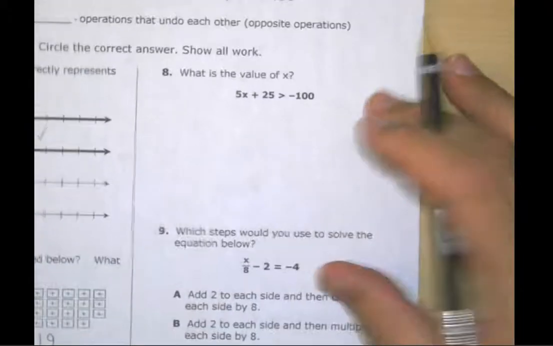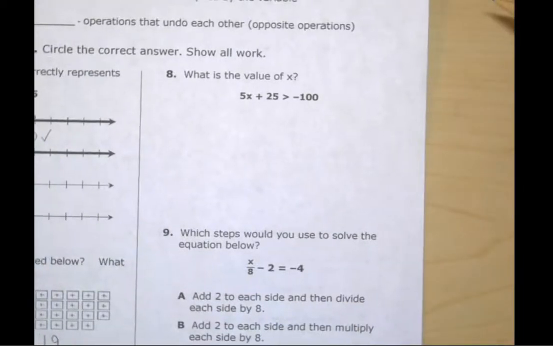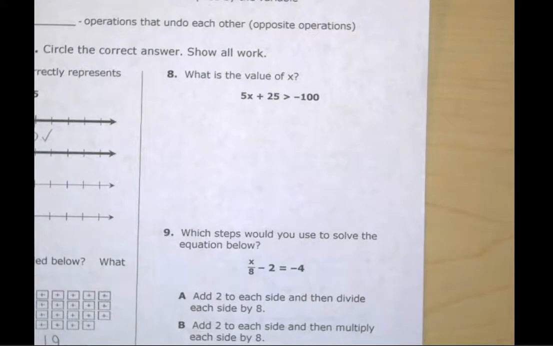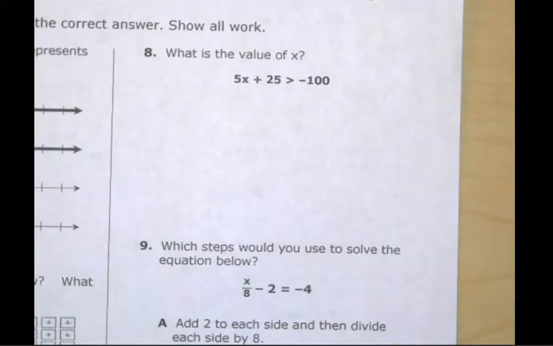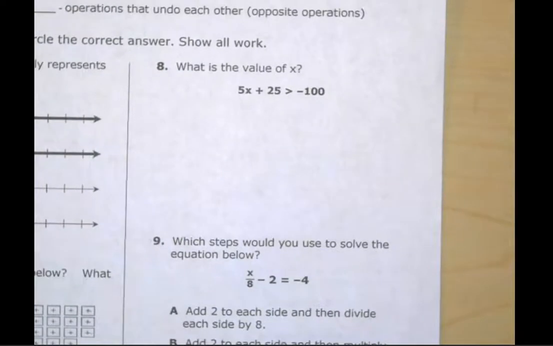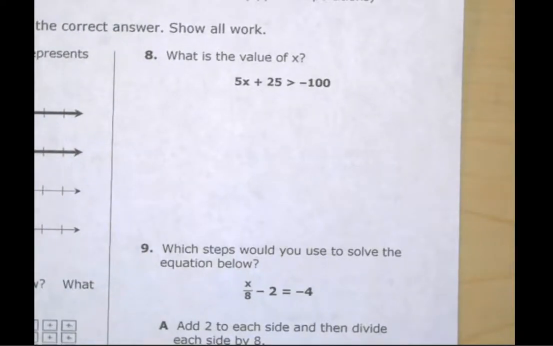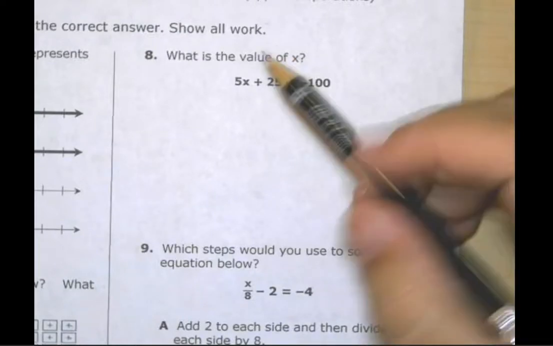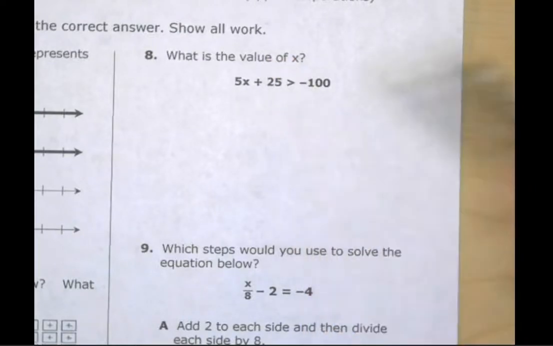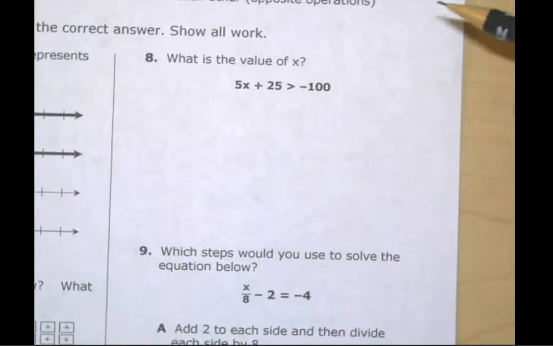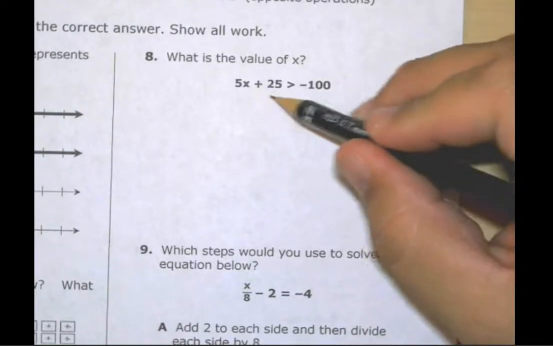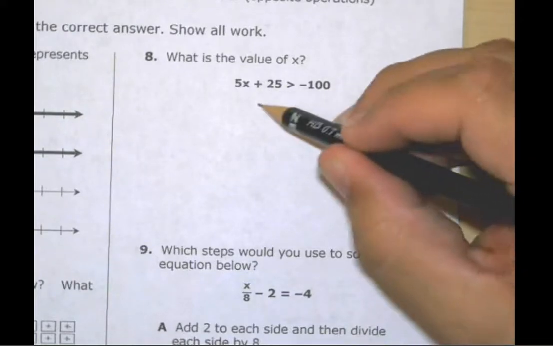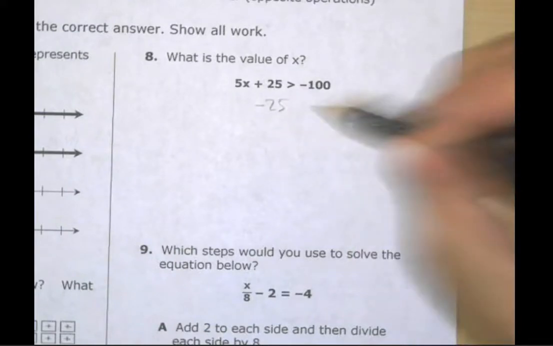Question number 8. What is the value of x? I have 5x plus 25 is greater than negative 100, and so I need to isolate my x, isolate my variable. Hanging out with my 5x is a positive 25. I undo that by subtracting 25.